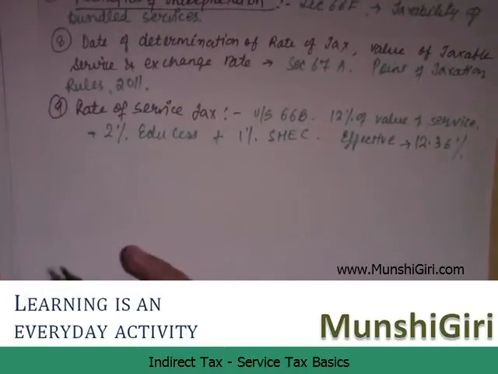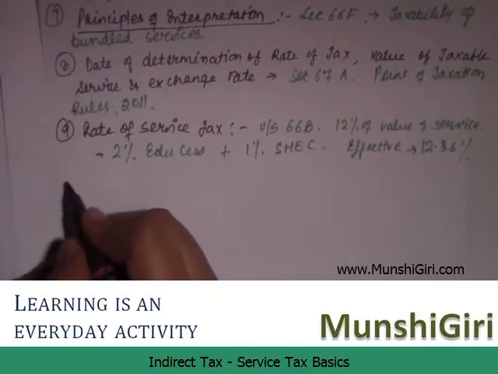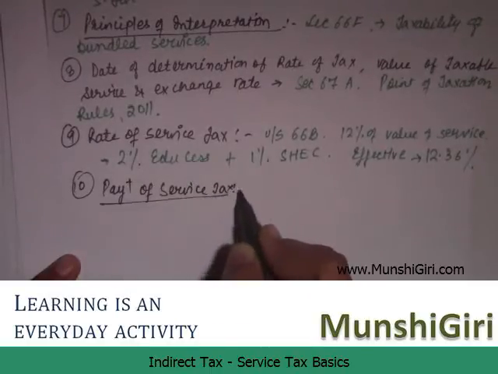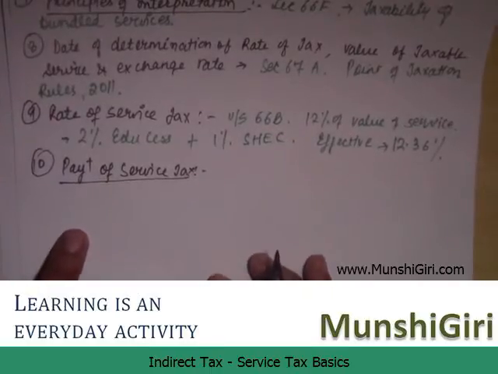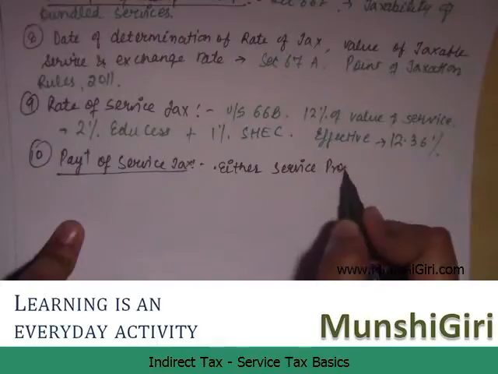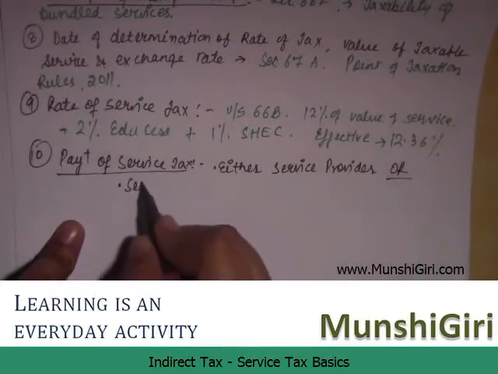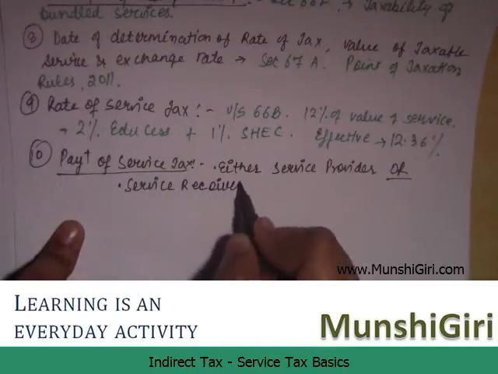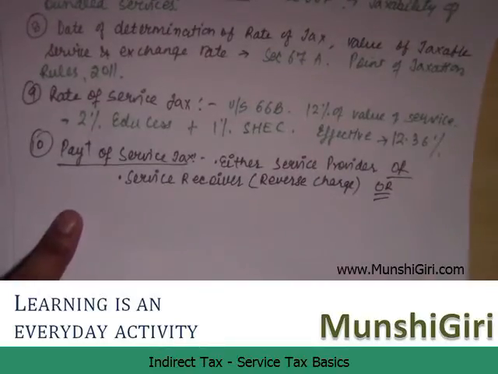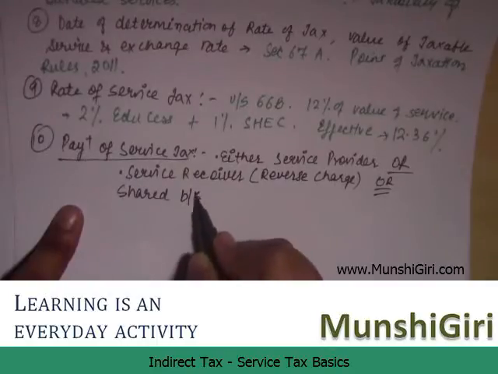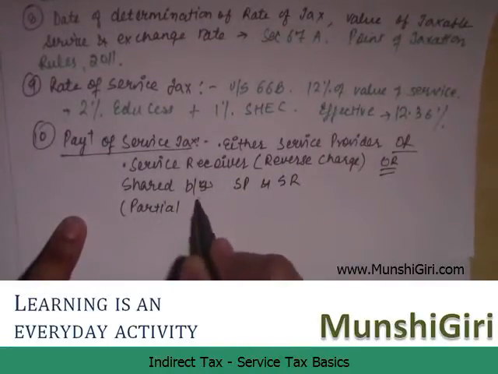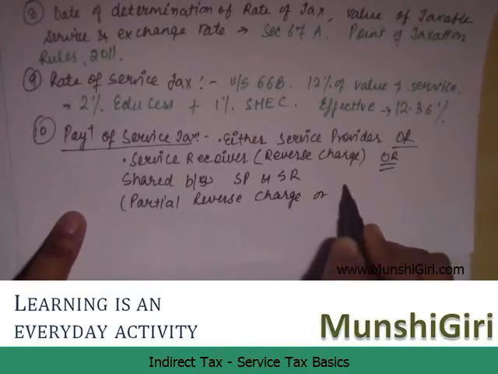Next is payment of service tax. That is, who is the person liable to pay service tax? The liability to pay service tax either falls on the service provider or the service receiver, service receiver in the case of reverse charge, or is shared between service provider and service receiver. This is under partial reverse charge or joint charge.